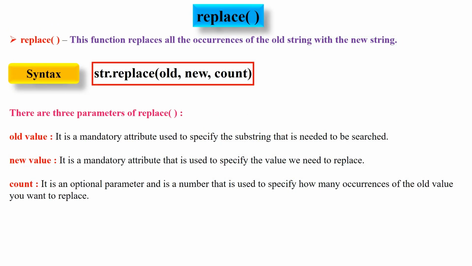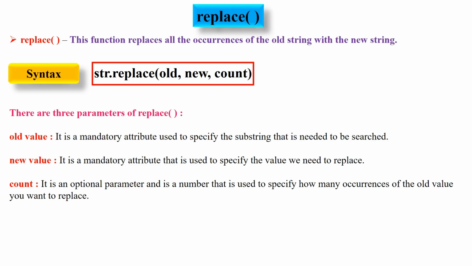Python string replace is a built-in function. This function replaces all the occurrences of the old string with the new string. It is used to replace a specified phrase or string with another phrase or string and returns the result after replacement. This method does not modify the original string.